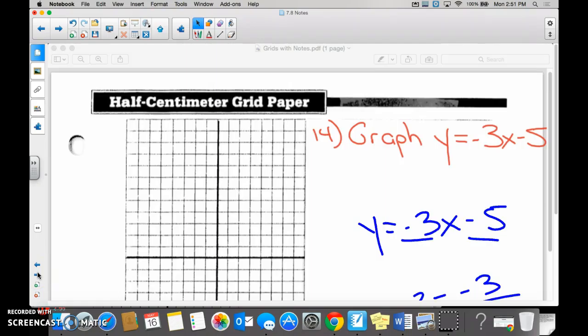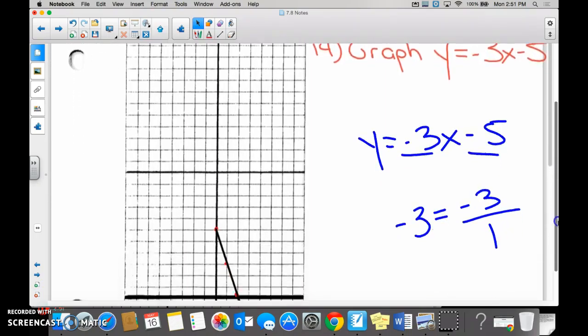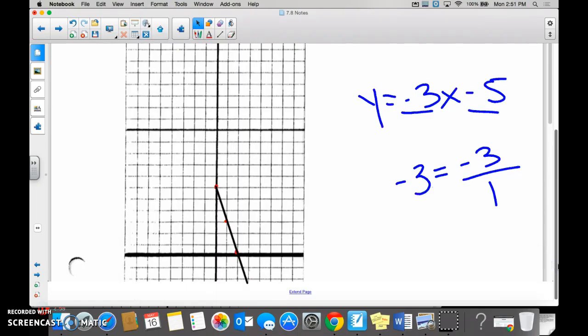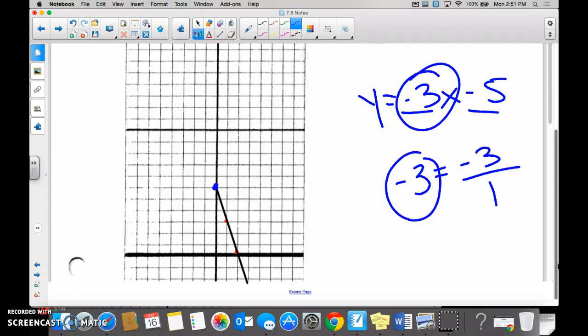You have y equals negative 3x minus 5. What do we graph first, everybody? Negative 5. What's the slope? Negative 3 is negative 3 over 1. So if we have negative 5 as the y-intercept, and we rise negative 3 and run 1, we're on the line. Rise negative 3, run 1.